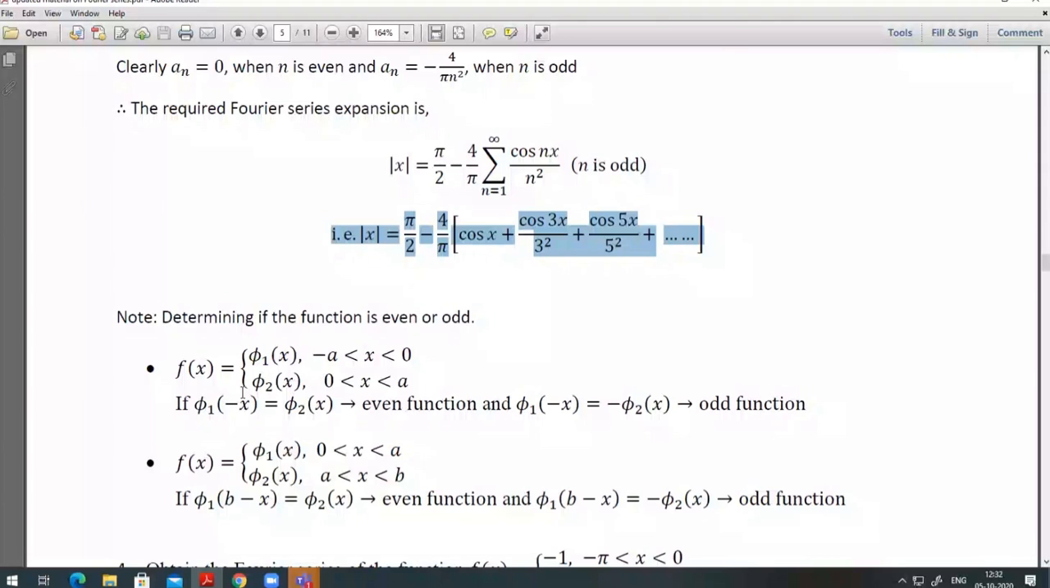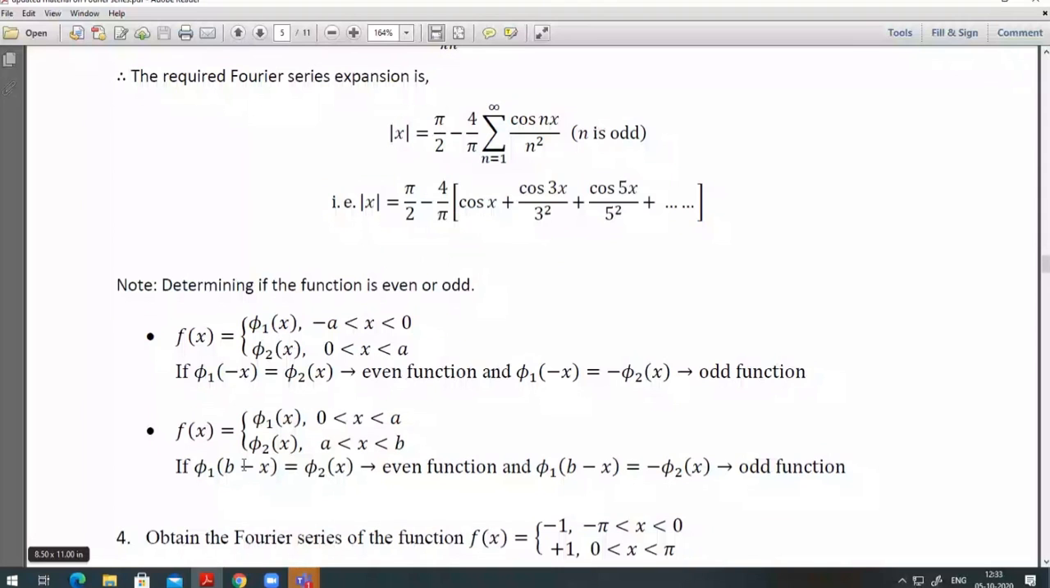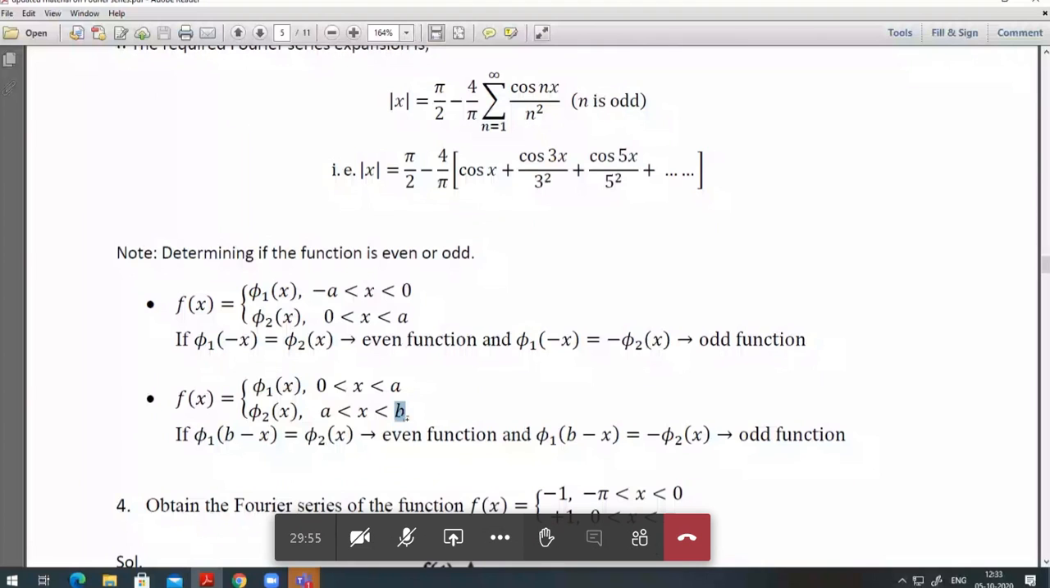In some cases it is not defined in the interval minus a to a. Suppose it is defined in 0 to b with the intermediate point as a. In that case there is a difference we need to compute. The difference is the endpoint of the interval, that is b, that we have to take with the x. So phi1 of b minus x, that is very important.